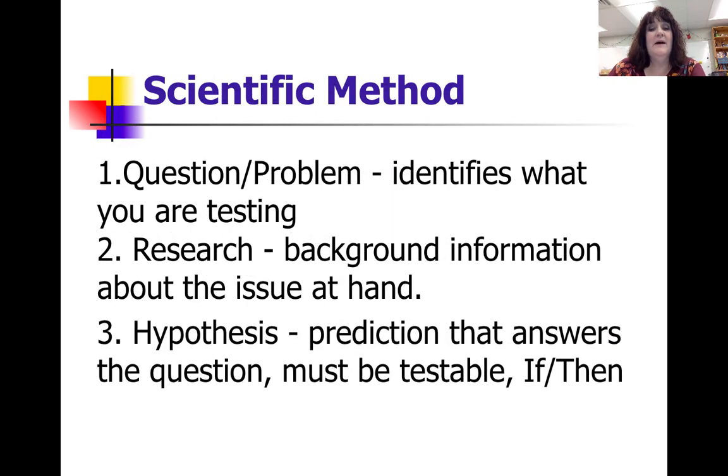Part 3 is the hypothesis. This is a prediction that answers the question you started with, and it has to have 2 primary parts. It has to be testable, and it has to be written in if-then form.